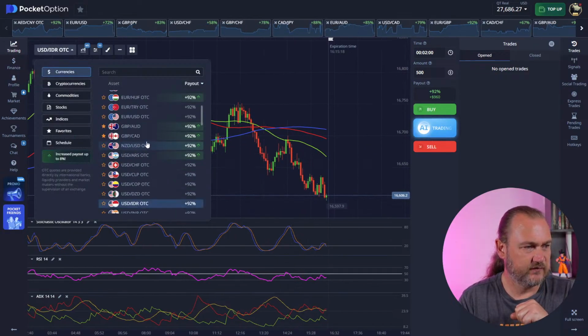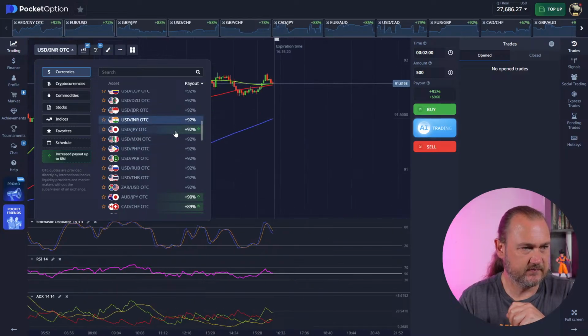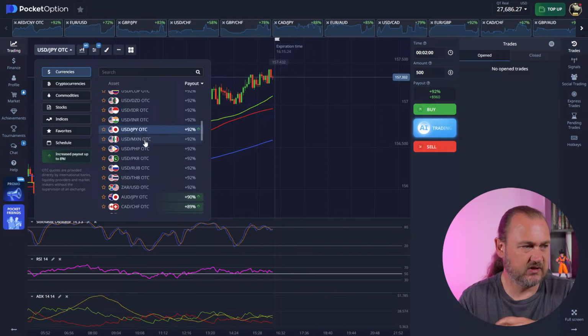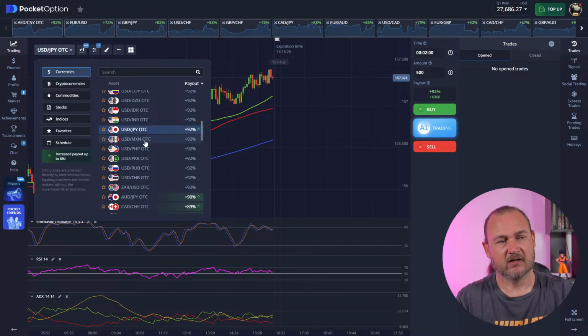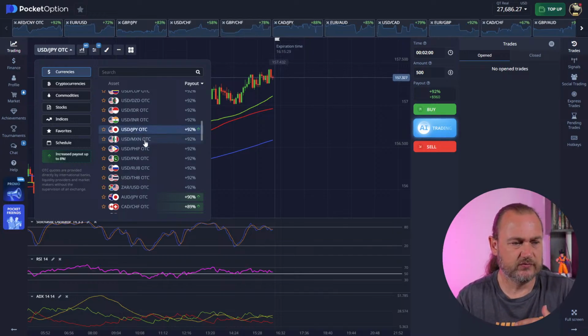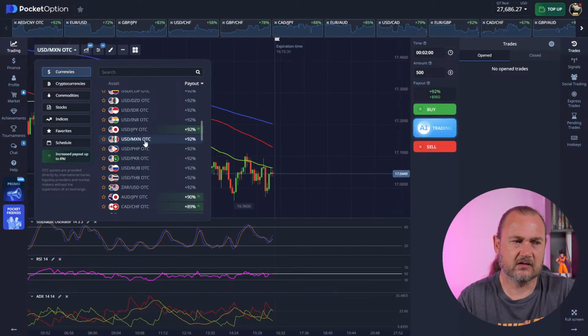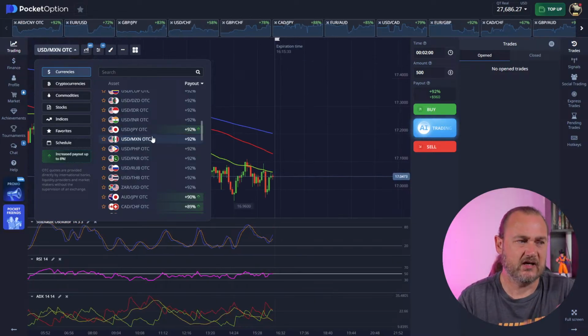Not a lot of nice movement at the moment. Usually this time of day, it gets a little bit tricky, at least for me. My strategies seem to, what's the word? Entries become slower at this time of day for me.